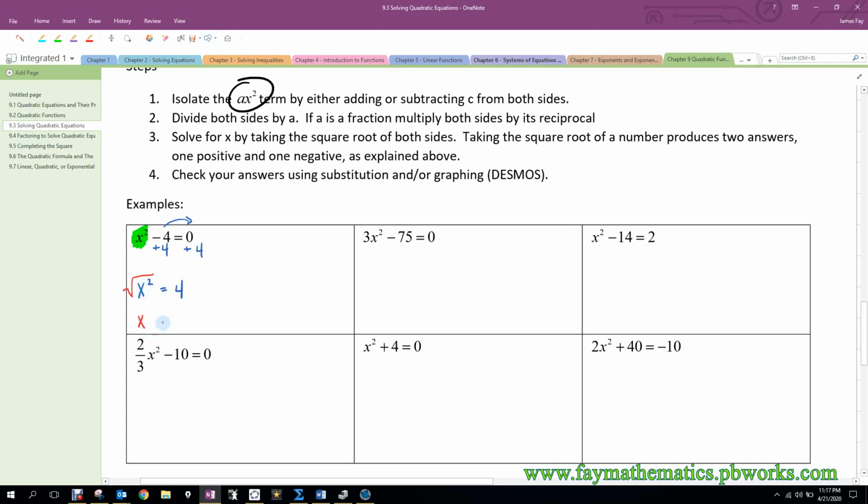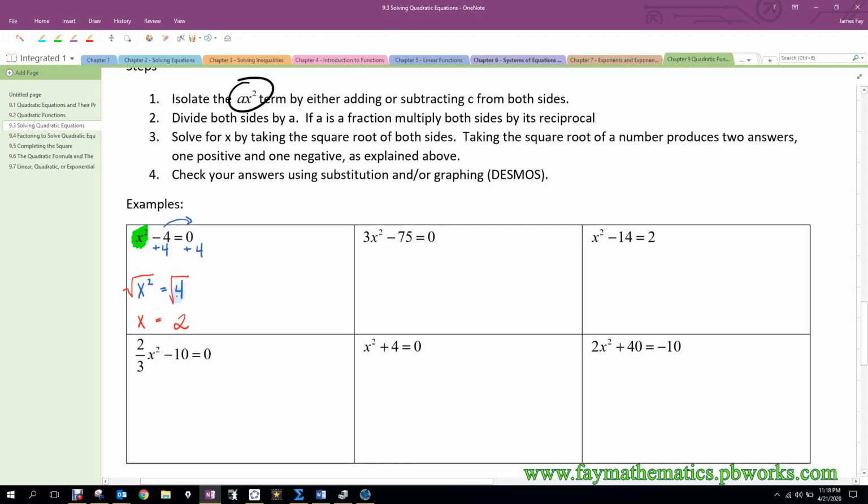Well, that answer is x. You multiply x by itself 2 times to get this x squared right here. Well, what I do to the left-hand side, I have to do to the right-hand side. So I take the square root of 4. What number do I get when I take the square root of 4? What number do I multiply by itself 2 times to get 4? That answer is 2. Okay?